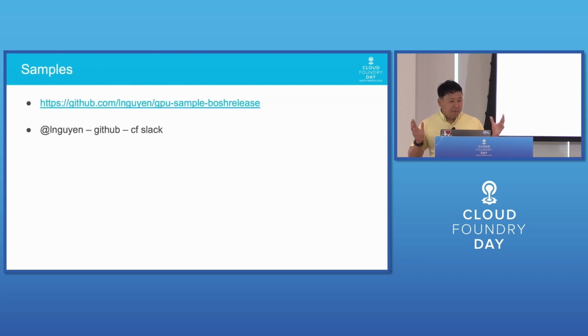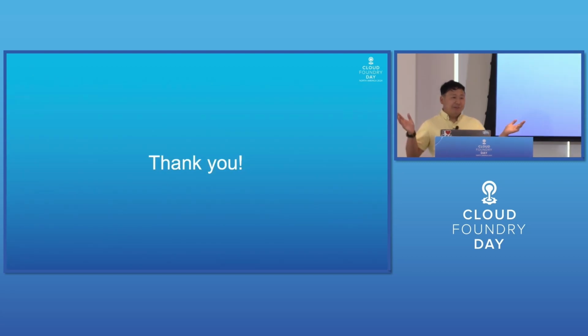I have a sample BOSH release at my GitHub. If anyone wants the cloud configs, it has the pre-start scripts. It just gets the GPU working for you. I think there's great power in figuring out what kind of workloads we might use GPUs for now if we have access to it on BOSH. There's so many different things we could do. Image recognition, we can make different APIs. The service broker system is really great with Cloud Foundry, so if we can enable all these types of applications, developers can have access to that. And you can find me on GitHub or CF Slack as Nguyen. Thank you. Does anyone have questions?